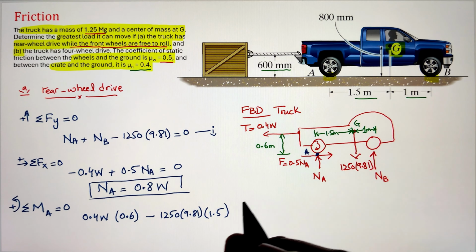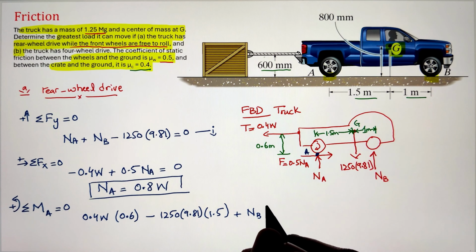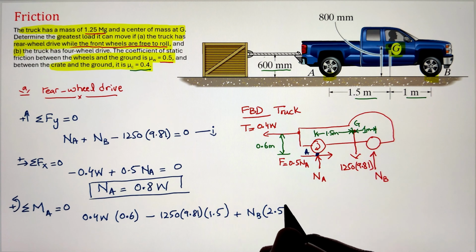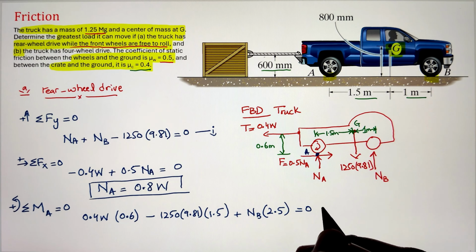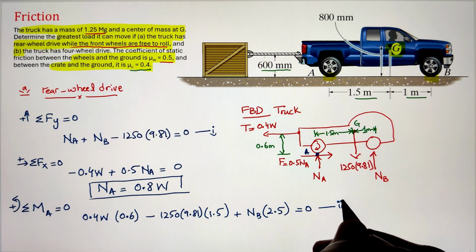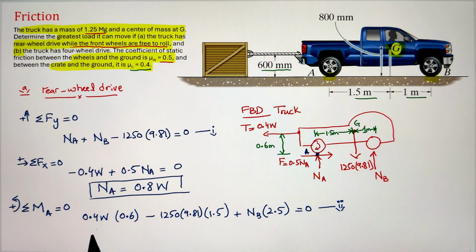counterclockwise direction, whereas the normal force at the wheel at point B is going to create a counterclockwise moment with a moment arm of 2.5. Now, in this case, we have three equations and three unknowns. We can simplify and solve for the weight here.